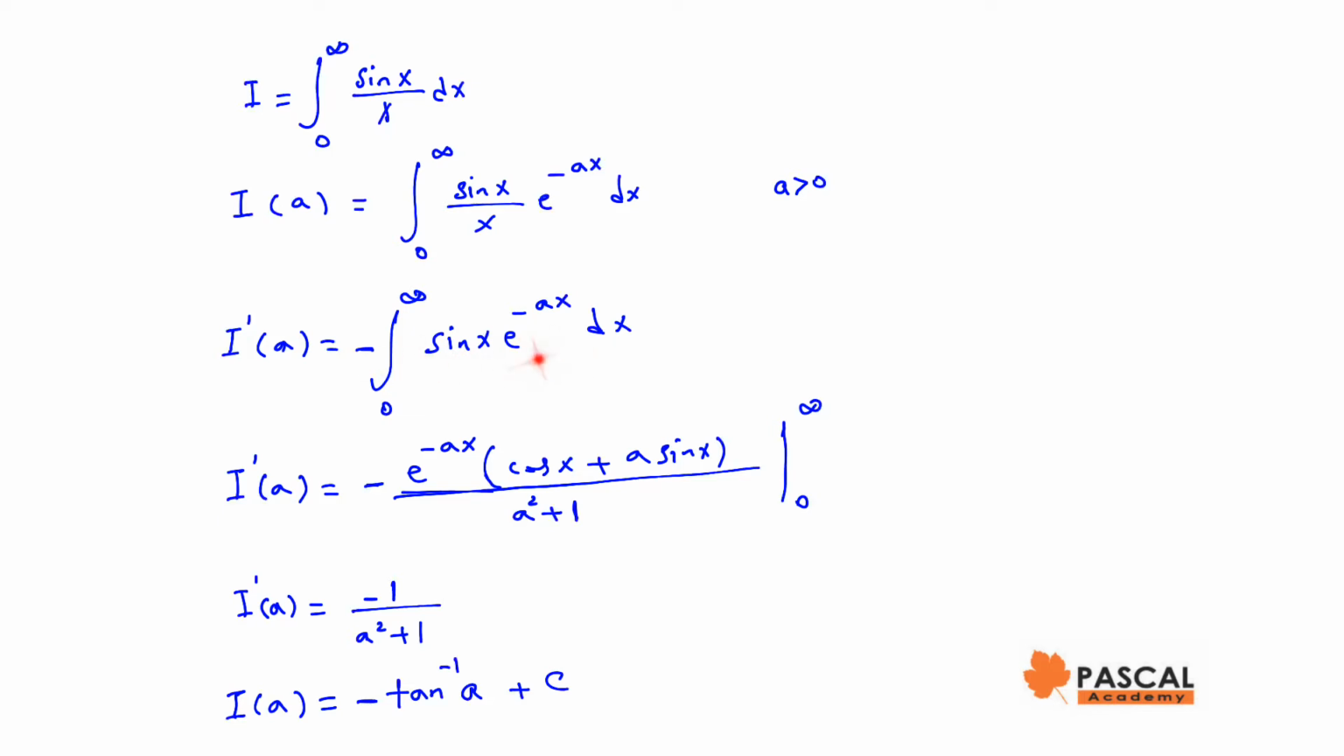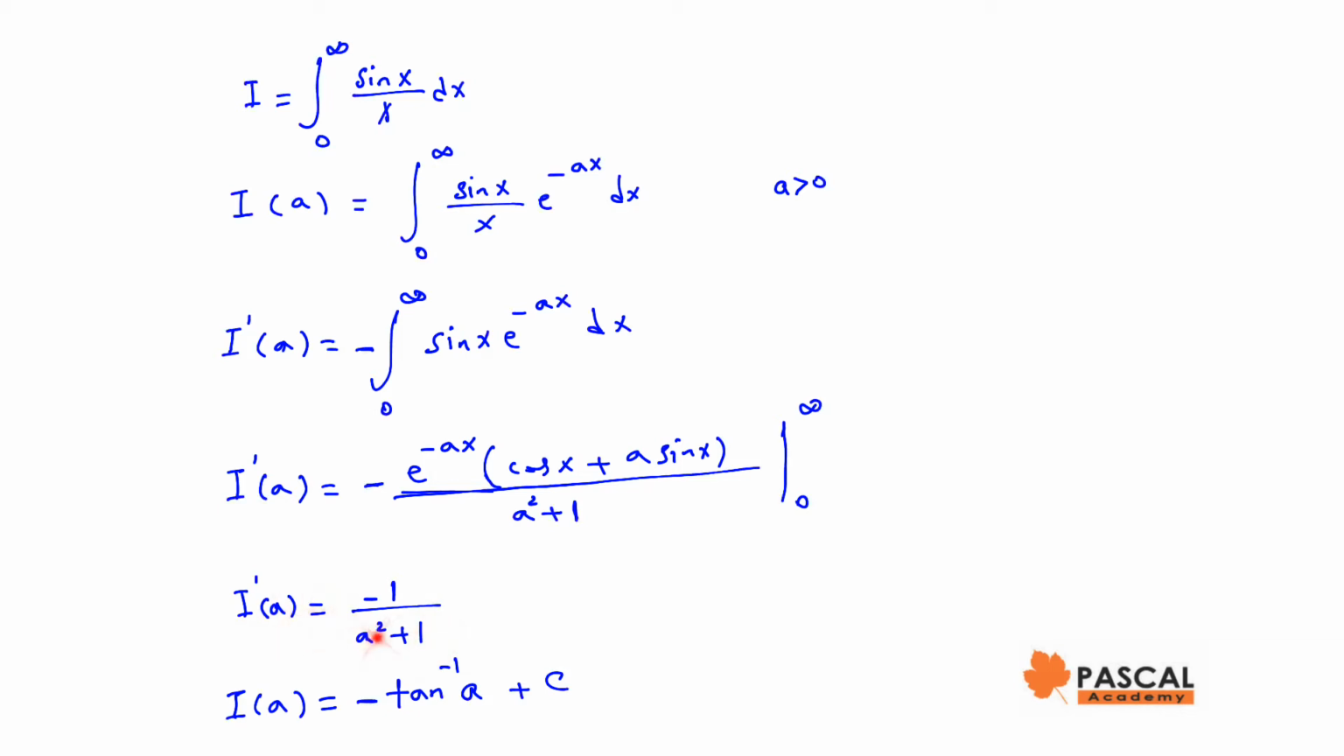This integral can be found using the by parts method, and it is negative e to the power of minus ax times cosine of x plus a sine of x over a squared plus 1 from 0 to infinity. The limit of this function as x approaches infinity is 0. Therefore, the integral is the value of this function at x equals 0, which is negative 1 over a squared plus 1.